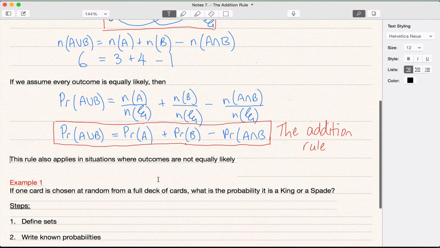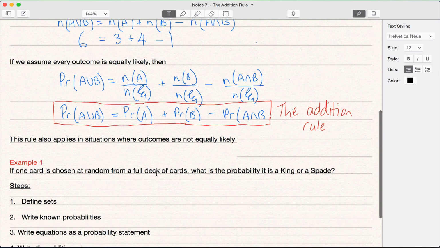Example 1. If one card is chosen at random from a full deck, what is the chance that it is a king or a spade?